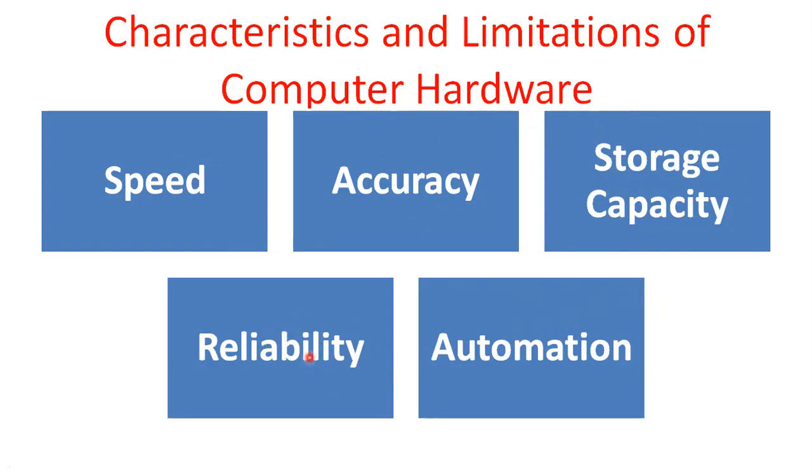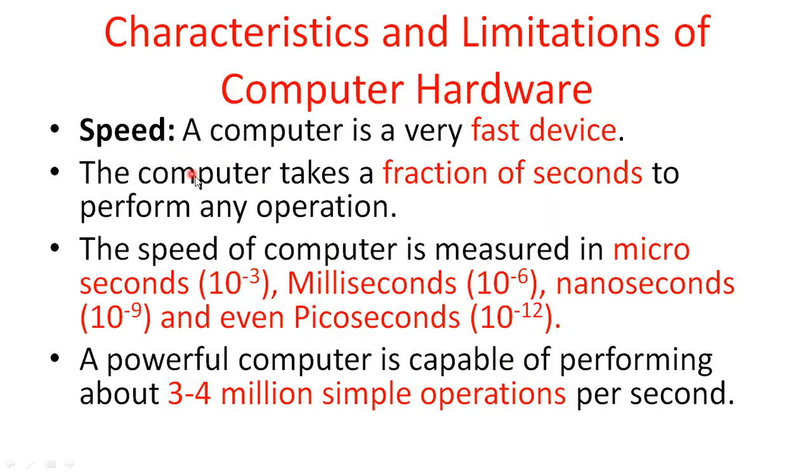For example, 2 plus 3. That means definitely it gives the answer 5. Automation. The automation techniques are available.